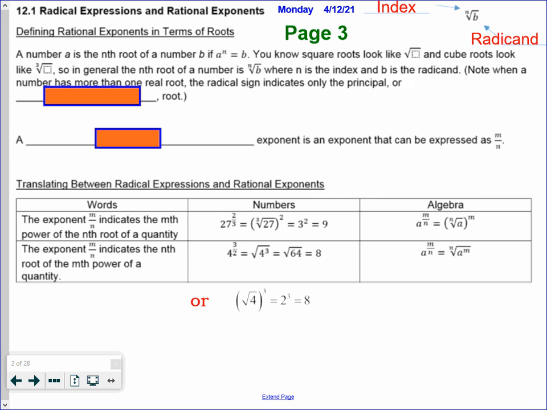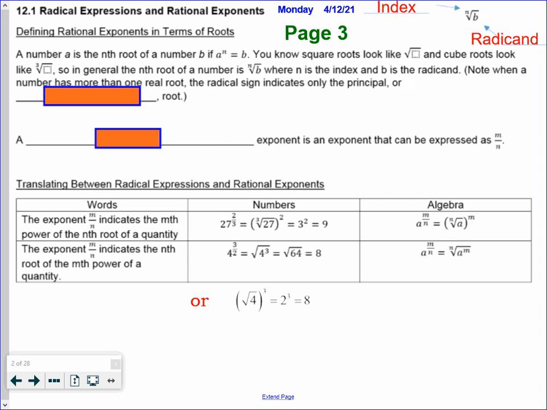How's it going, guys? Today in this video, we're going to be going over module 12, 12.1 and 12.2, well, the beginning of 12.2 anyway, where we'll be talking about radical expressions, rational exponents, and properties of rational exponents. So we're going to start with defining rational exponents in terms of roots.